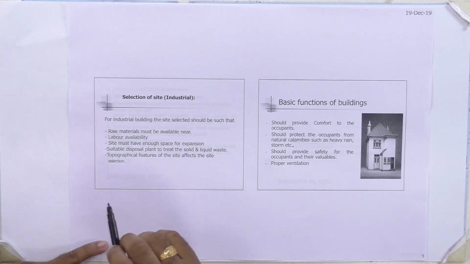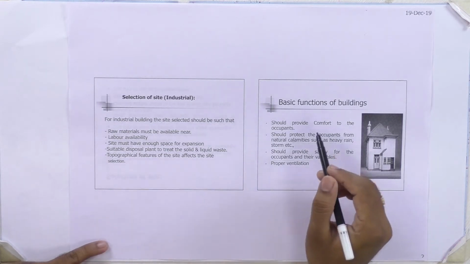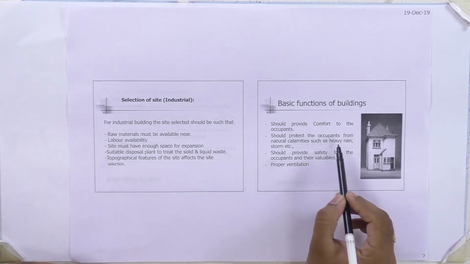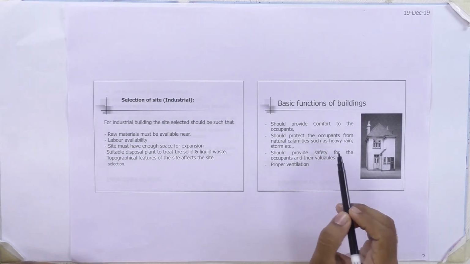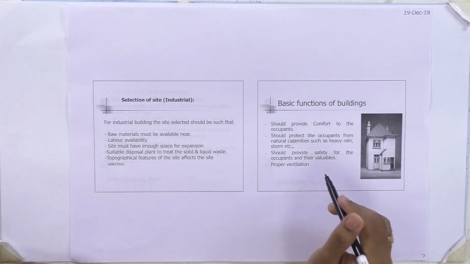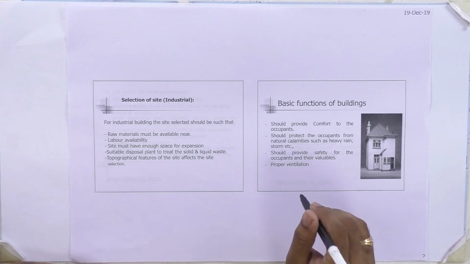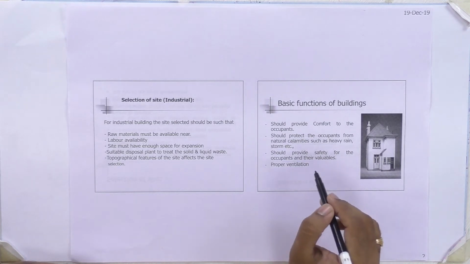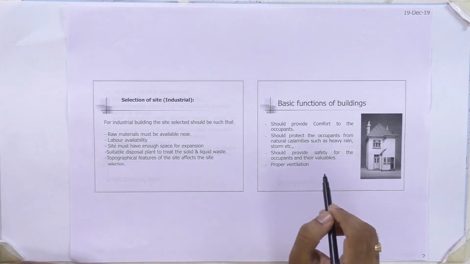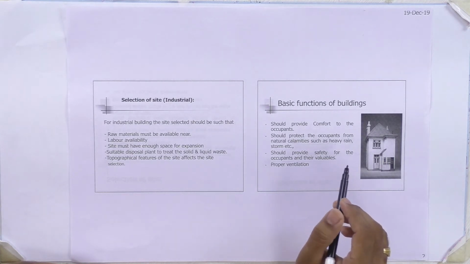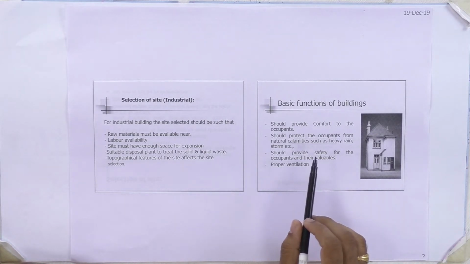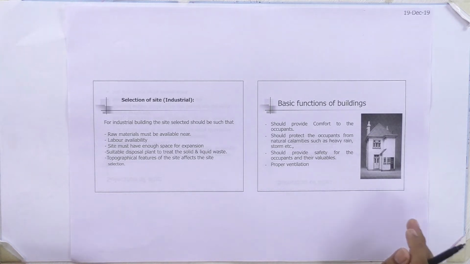Some of the basic functions of buildings are: they should provide comfort to the occupants, should protect the occupants from natural calamities such as heavy rain, storms, etc., and should provide safety for the occupants and their valuables. And the main important criterion for a building is proper ventilation. The air and light should pass through every room present in that particular building. So these are some of the basic functions of a building.